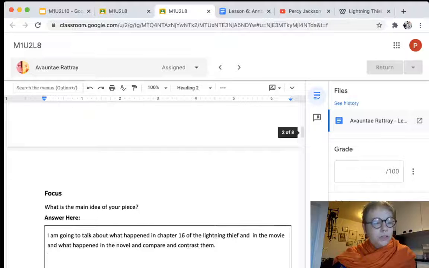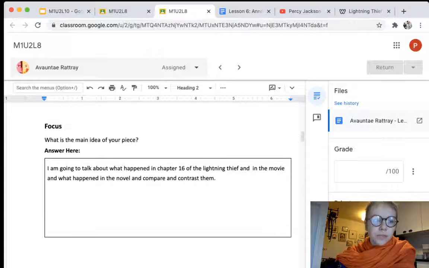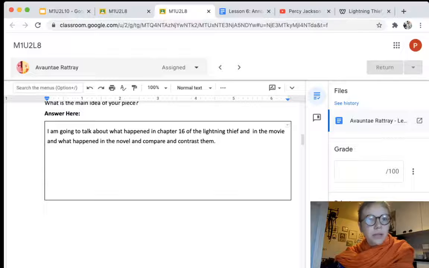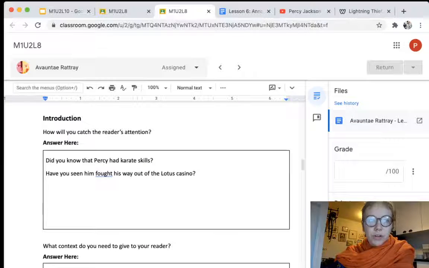So I want to just show you an example of what your assignment should be looking like. You should already have your focus statement. This is just what's the main idea. So I'm going to be talking about the similarities and differences in chapter 16 of Percy Jackson and in the movie. You also need to make sure you have your hook written.